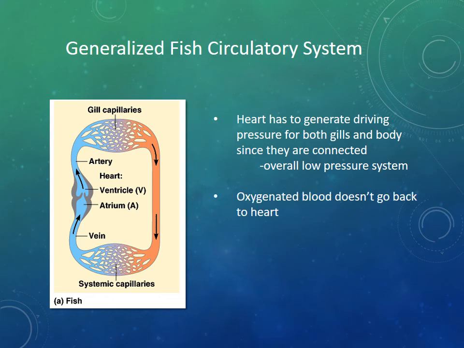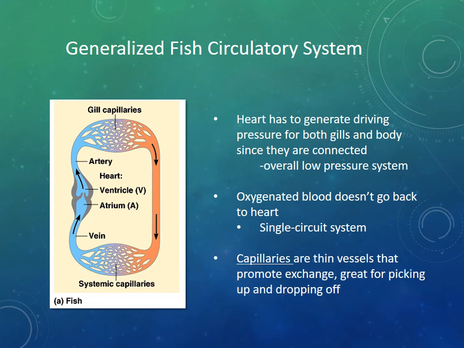Oxygenated blood does not go back to the heart. That's a huge difference. It is a single circuit system. It just goes from the heart to the gills, to the body, back to the heart. And then there are capillaries involved. These are extremely thin vessels. It does not take a lot to burst those jokers. That's why the low pressure is key.